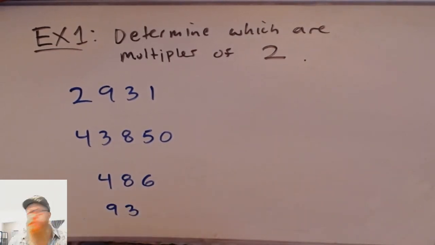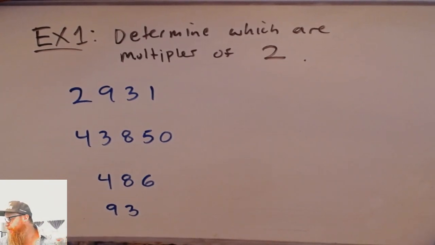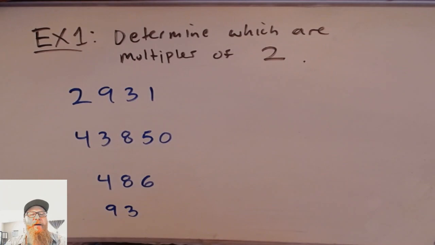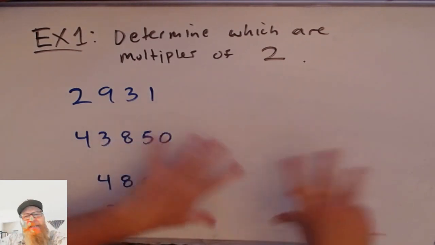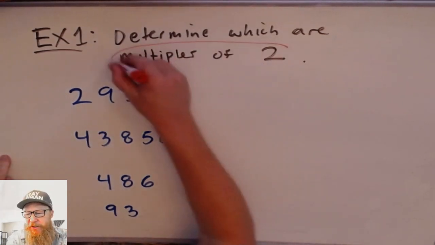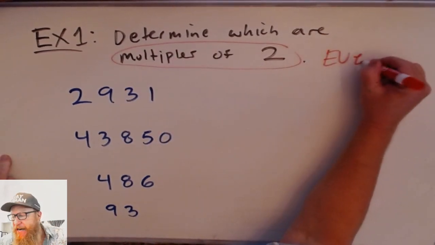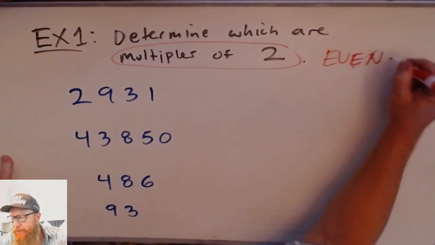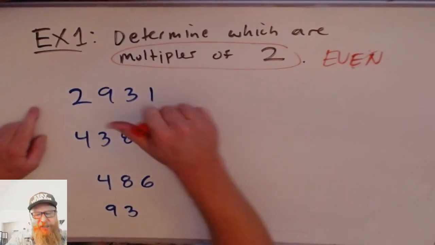Just to make this go a little bit faster, I know that you're watching this on your phone or laptop, so I'm not going to actually do any calculations. I'm just going to remind you of the mental math of how to do this. Multiples of 2 mean that they are even. So we just look at the last digit.